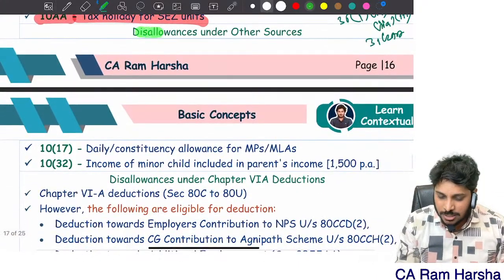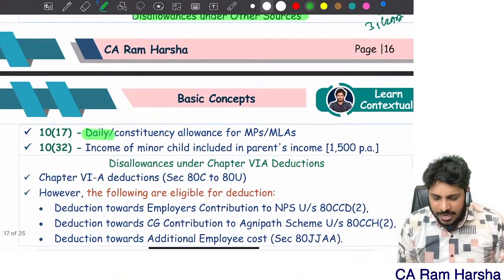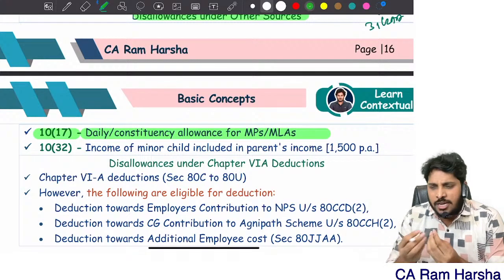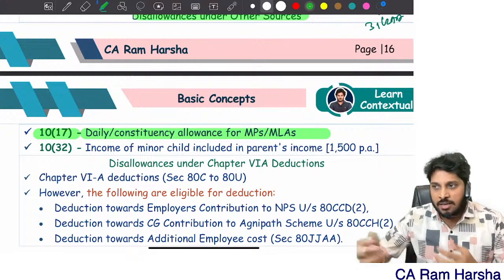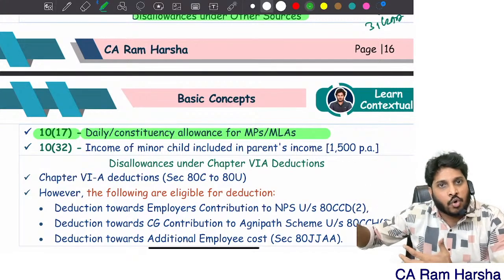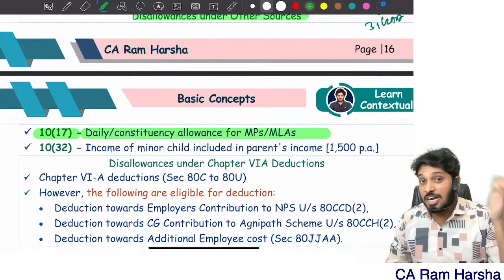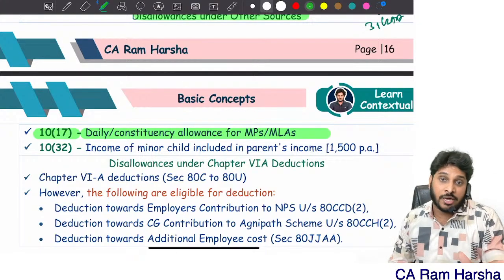Under other sources, only 2 disallowances were there. MPs and MLAs get some allowances, right? Daily allowance and constituency allowance, for the constituency where they win the election. That one they will not get deduction for. But under optional tax regime, it is exempted fully. But under default tax regime, exemption is not available.